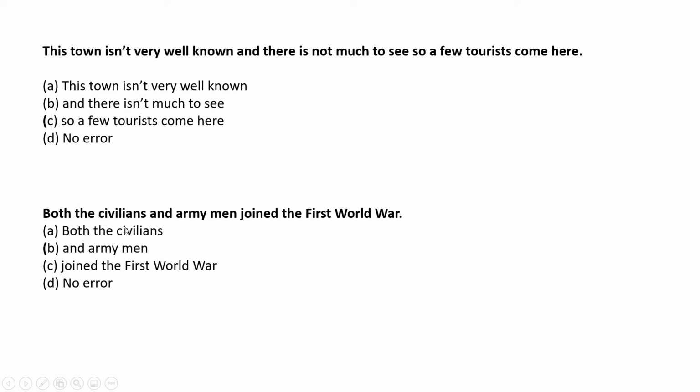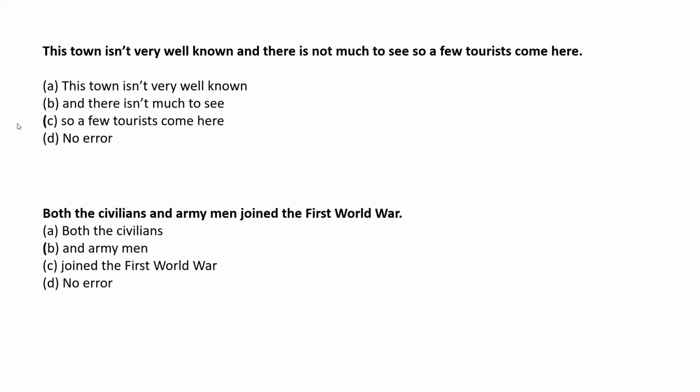Next we have: both the civilians and army men join the first world bond. See, if you are using "and" to combine two things and they both are different from each other, for example, civilians are different and army men are different, right? And you are clearly and particularly focusing on or defining the civilians, putting a sort of light on that part by using "the". "The" shows what? A definite thing, some particular thing we use "the", right?